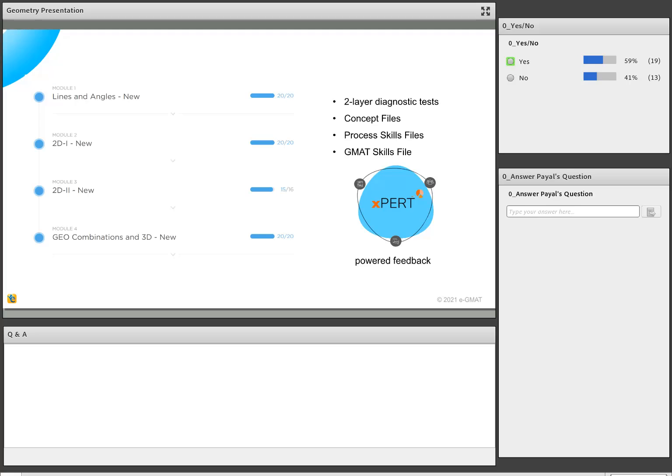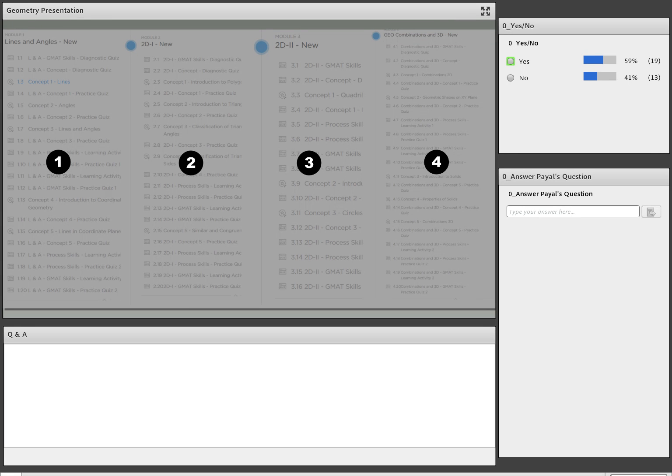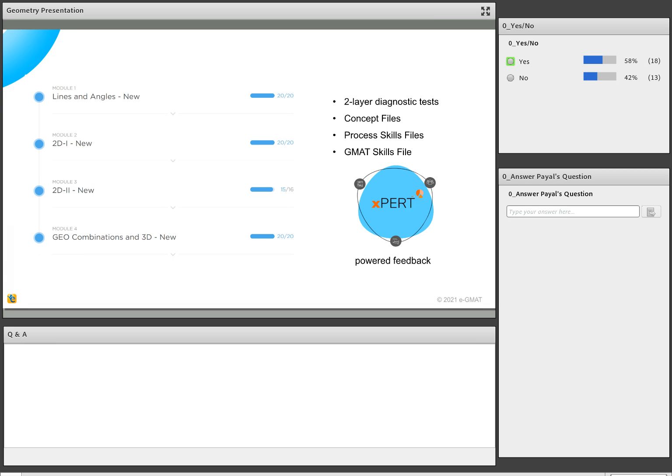Now, these are the 4 modules. Lines and angles, you begin with that. 2D1, in which we cover polygons and triangles, then 2D2, in which we cover quadrilaterals and circles, and then we have combinations and 3D. Okay, go through all the 4 modules. In each of the 4 modules, you'll see the same structure: 2-layer diagnostic tests, concept files, process skill files, and GMAT skill files, everything powered by expert AI.